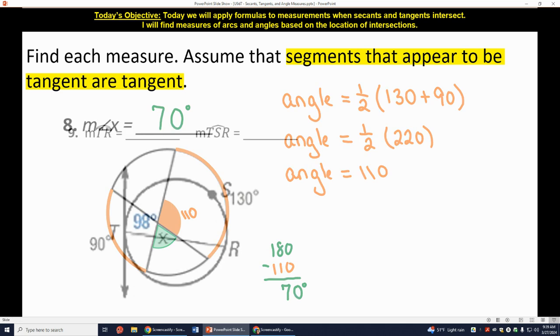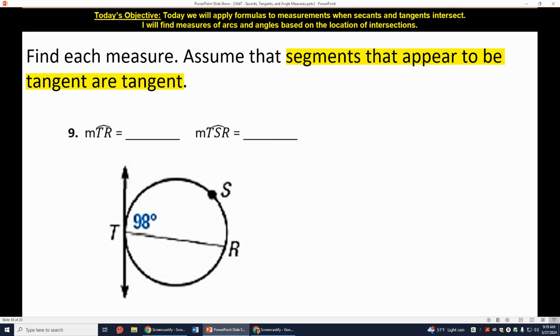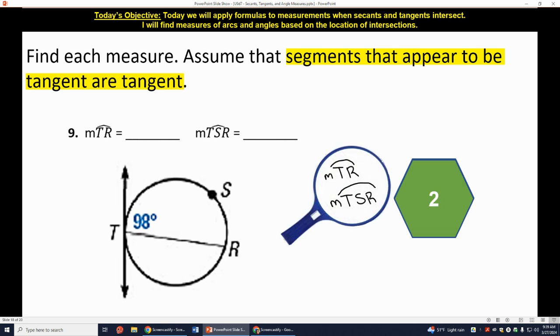All right, let's look at the last problem. This is going back to the very beginning of the notes, so you might have to look back in case you already forgot how to do this problem. But you have 2 minutes to find the measure of arc TR and the measure of arc TSR.